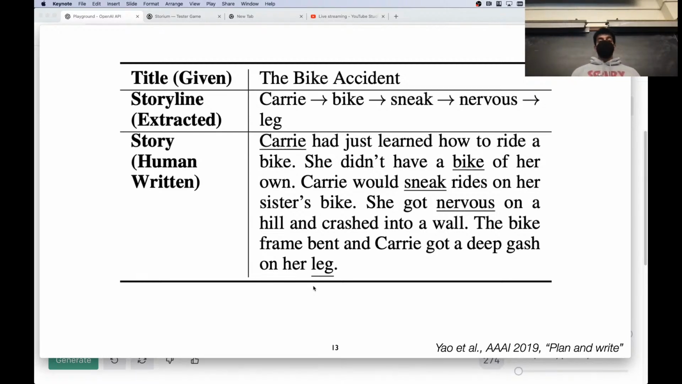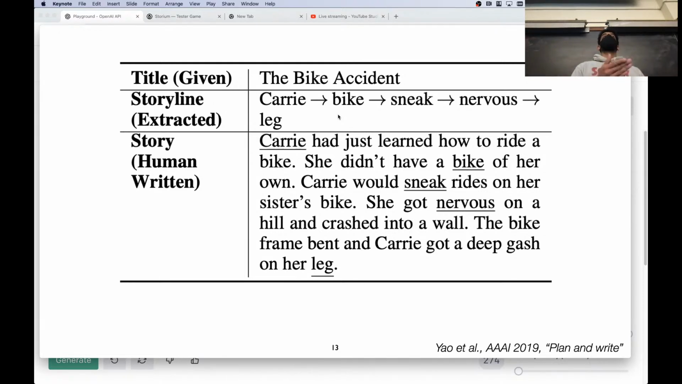So in this plan and write approach, there's this two-stage process where you're given the title of a story. This work looked at very, very simple short stories. They're 5 sentences long, each story. And given this title, they would first train a model to produce a sequence of words that form a storyline. If you just look at these, Carrie is a character, she had a bike, I guess she used the bike to sneak or something like that, and then she got nervous and maybe broke her leg. Or, I don't know. There's many possible stories you could formulate using these words.